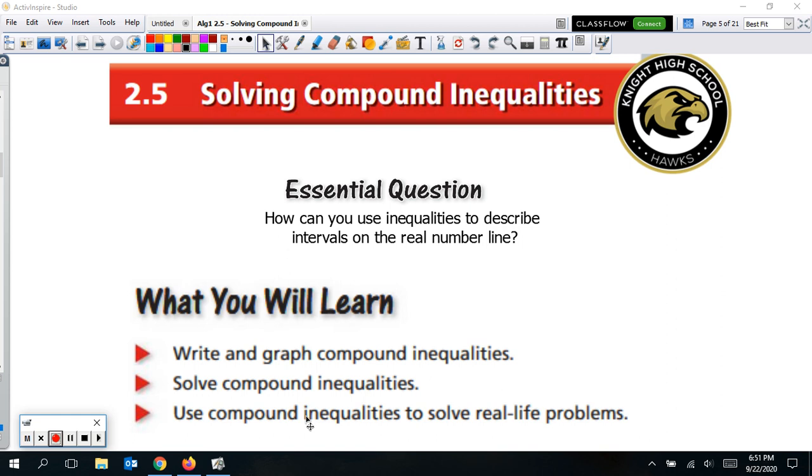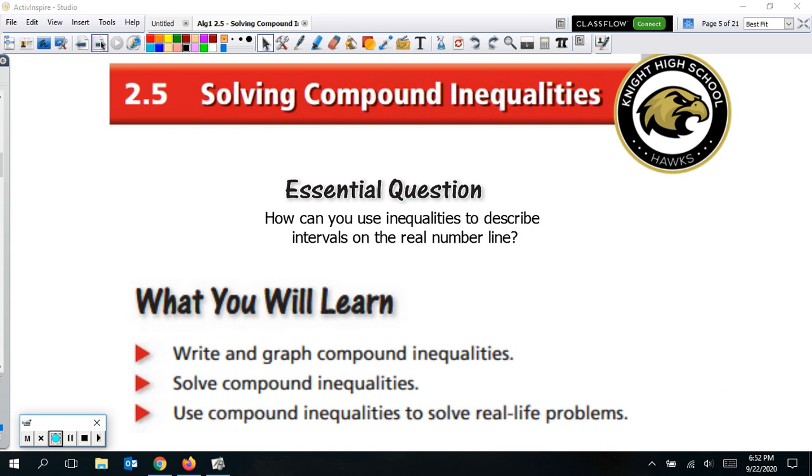All right, welcome back, math students. This is 2.5 in Algebra 1, solving compound inequalities. As we get into this, we're going to be looking at writing and graphing compound inequalities. We're also going to solve compound inequalities. And eventually, maybe at the very end of this lesson, we'll be using compound inequalities to solve real-life problems.